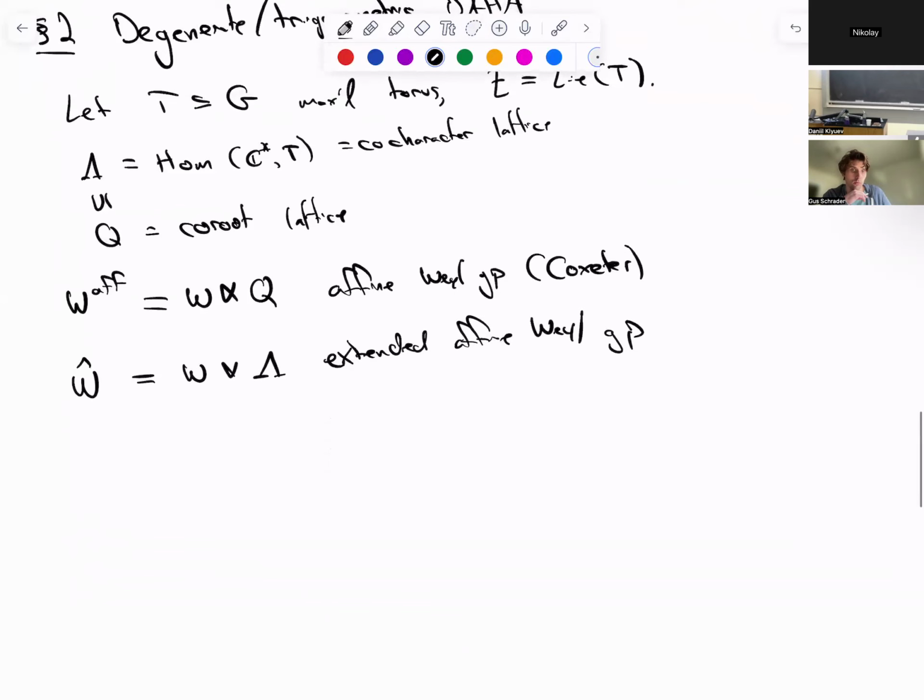Every proof you see will be in the Coxeter case, and then you treat the length 0 elements separately. Okay. Now let's define the key object. This is called the degenerate double affine Hecke algebra. And sometimes in the literature, it's also called the trigonometric one.